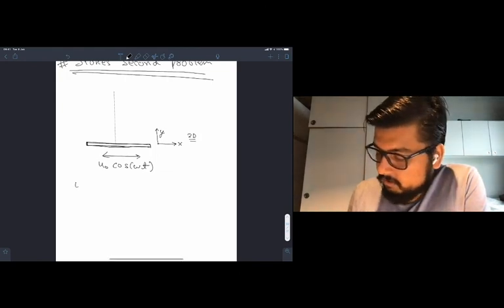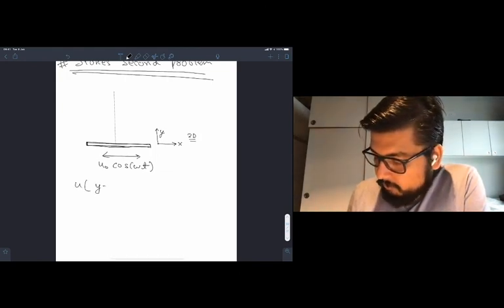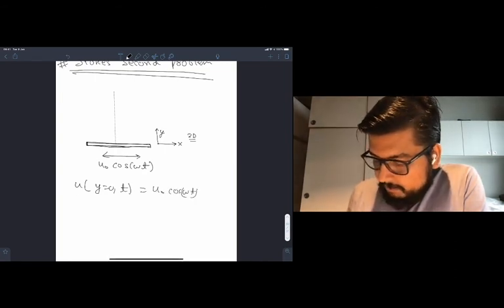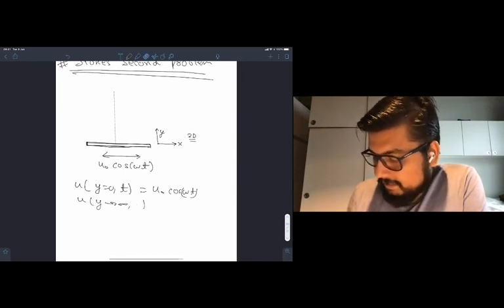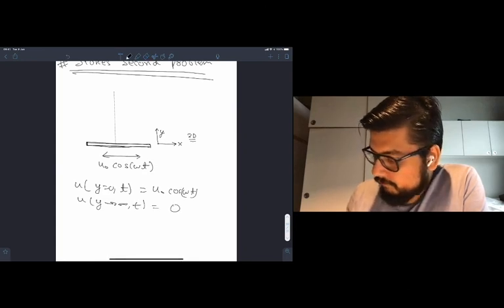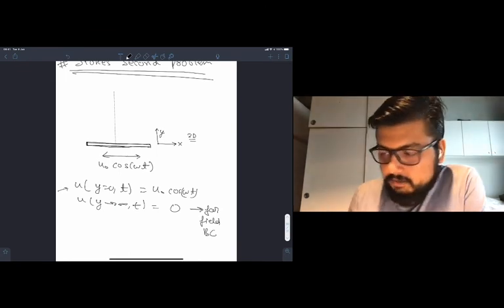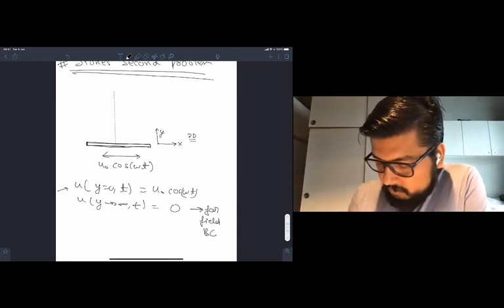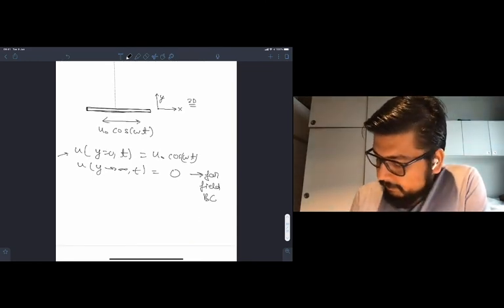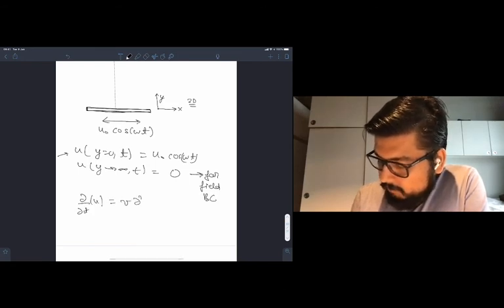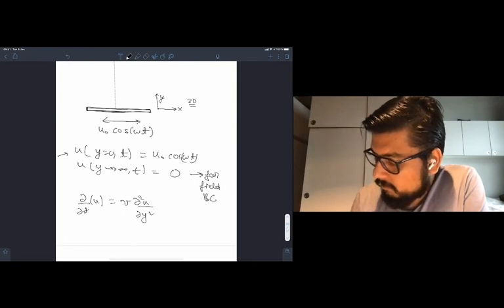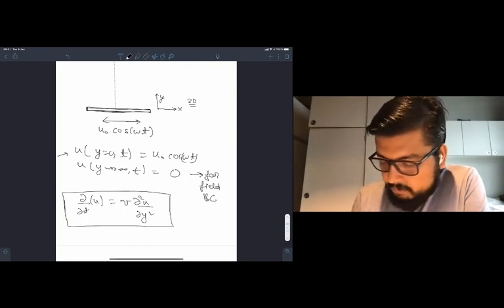So the boundary conditions will read as u at y equal to 0 at any time t is u naught cos omega t, and u at y tends to infinity at any time t is 0. So this is again the far field boundary condition, and this one is the boundary condition for the velocity at y equal to 0. Moreover, the partial differential equation also remains the same. So if you follow similar arguments as you did for Stokes' first problem, you will again reach the same equation.